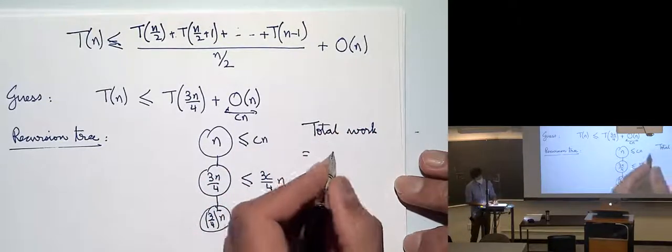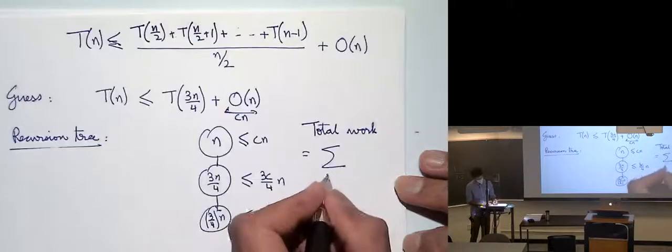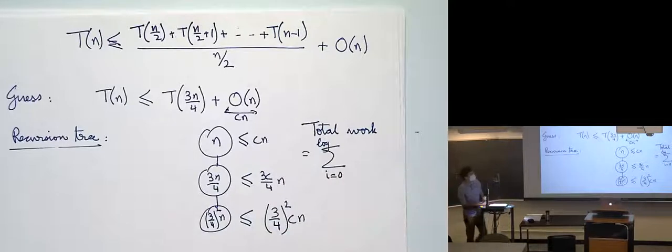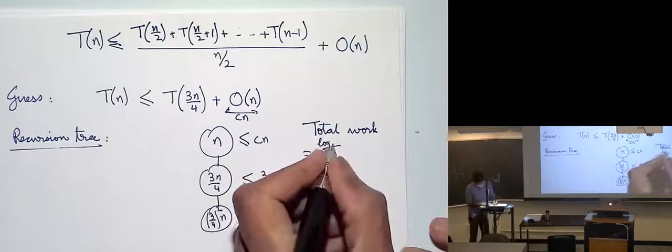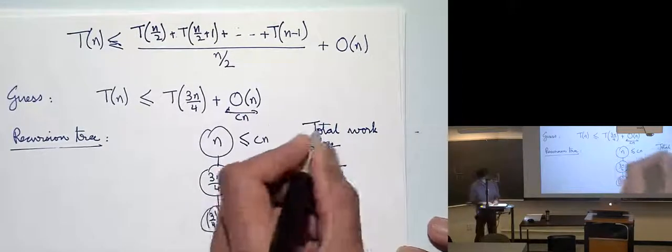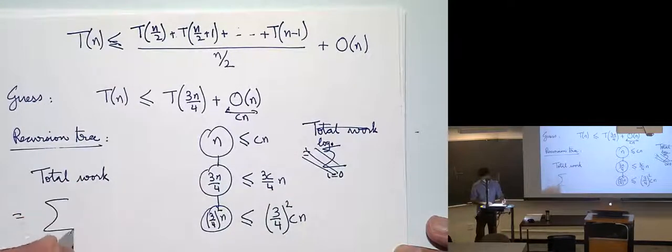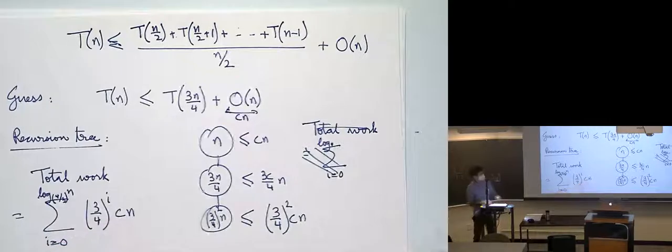is equal to the sum of i going from 0 up to log base 4/3 of n. Right? Because that's how many levels you need to go down, because it's decaying. Sorry, I'm going to write this out somewhere else. Total work: summation, i going from 0 to log base 4/3 of n, of (3/4)^i Cn.